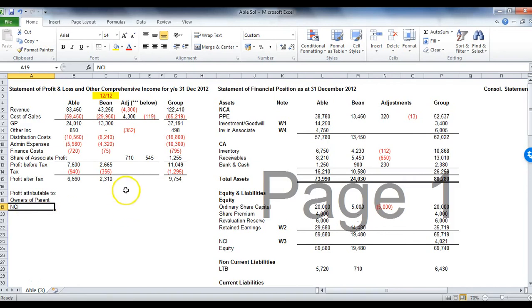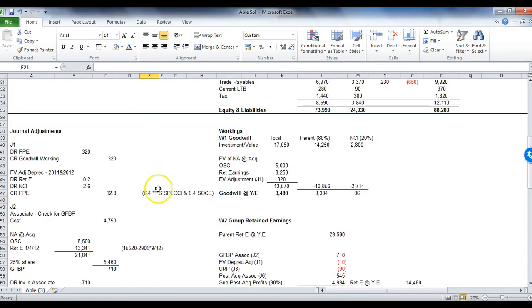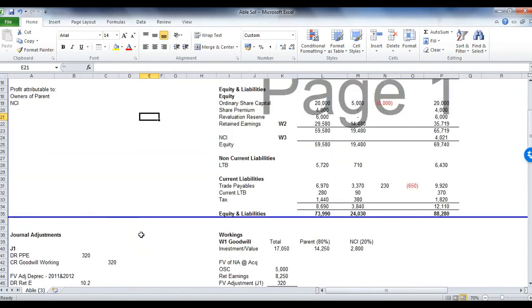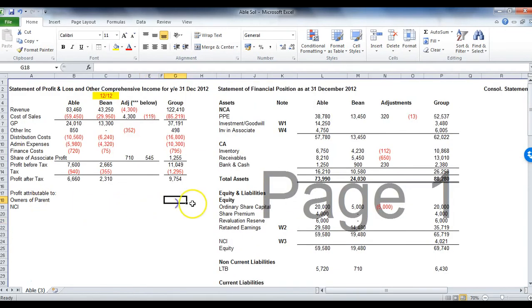But unfortunately, a lot of the time it won't be just simply, well, that's 2310 times 20%. It's not going to be 462 because you made a number of adjustments here to the subsidiary's profits. And that's why the S label is very useful. We made a 6.4 adjustment for depreciation for the sub's profits, and we also made a 112 adjustment for intergroup trading. So what I do there is to calculate the NCI's share.